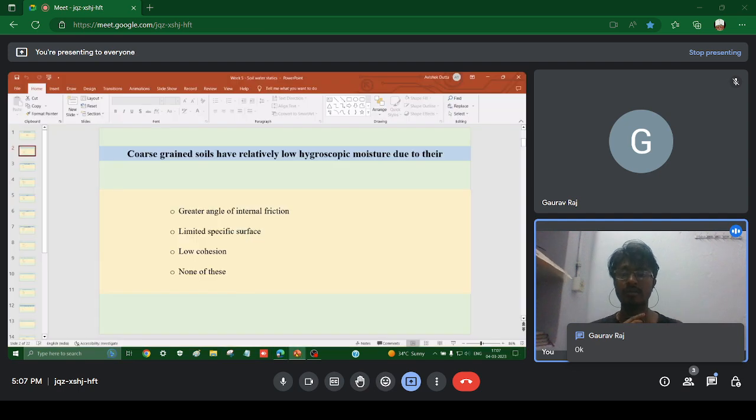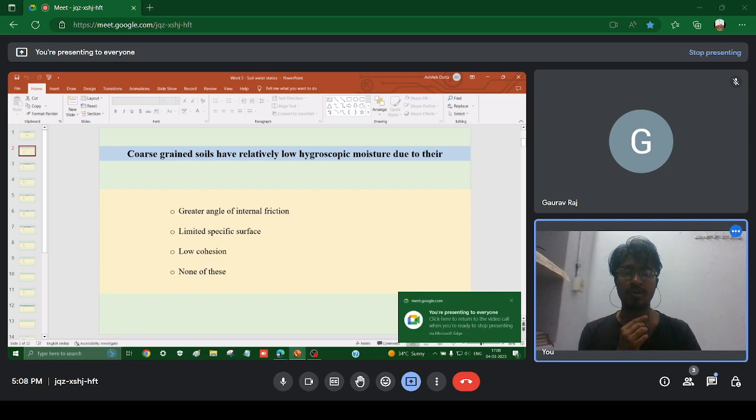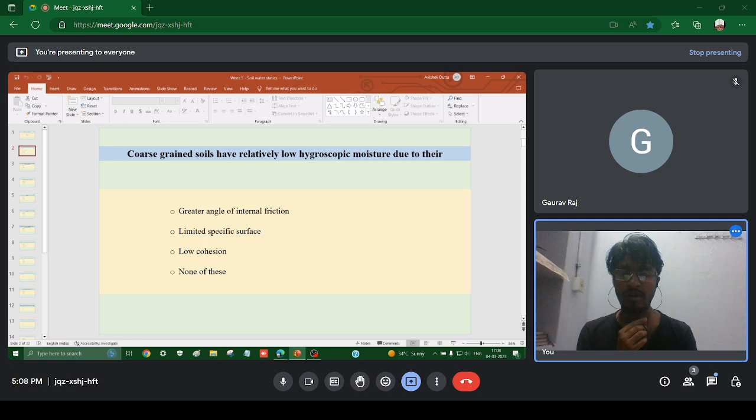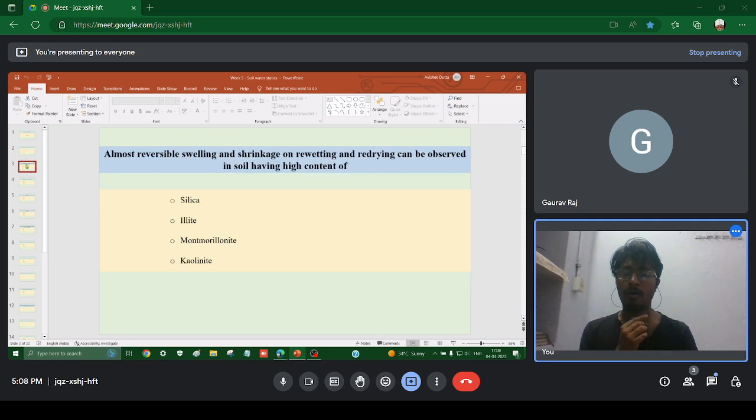So the question is, coarse grained soils have relatively low hygroscopic moisture due to their. The options are greater angle of internal friction, limited specific surface, low cohesion, or none of these. Okay. Next question. Almost reversible swelling and shrinkage on re-wetting and re-drying can be observed in soil having high content of.